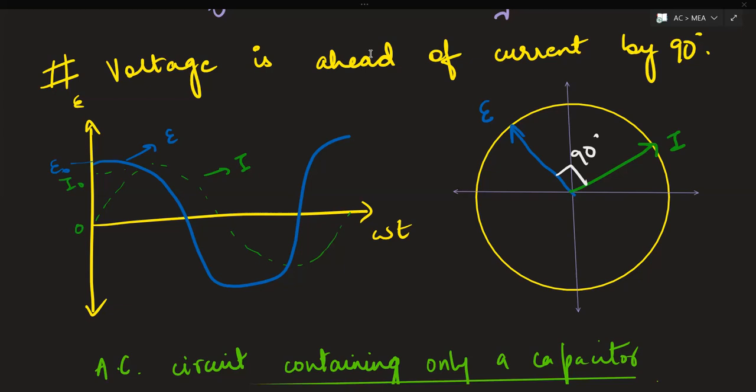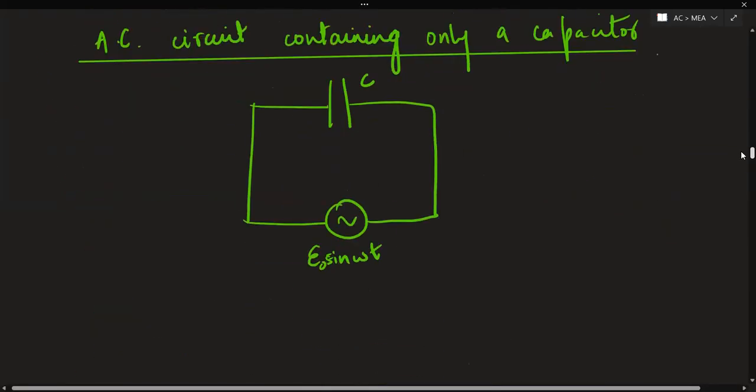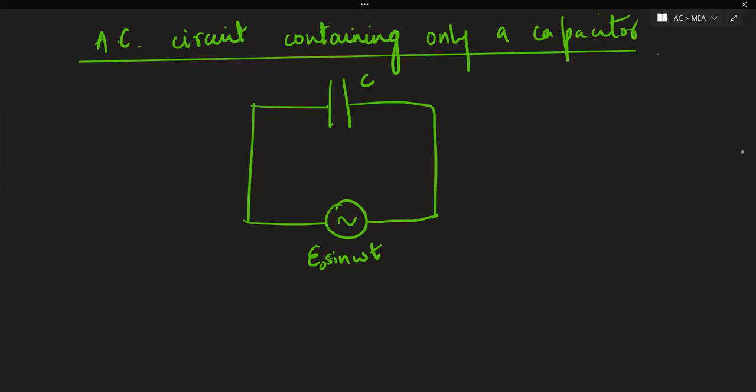Done, class? Shall we start with the last part? AC circuit containing only a capacitor. Now see, from the next class, you will be able to manage because LCR circuits are just based on this. So, AC circuit containing only a capacitor.